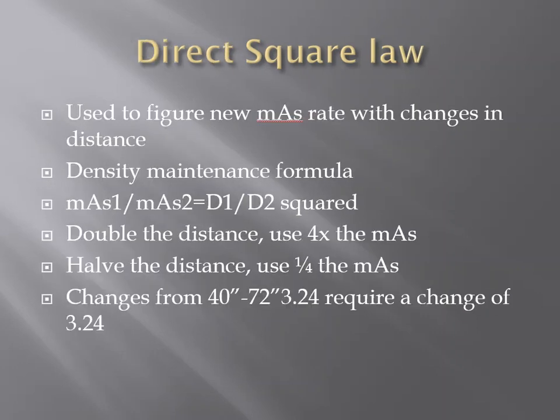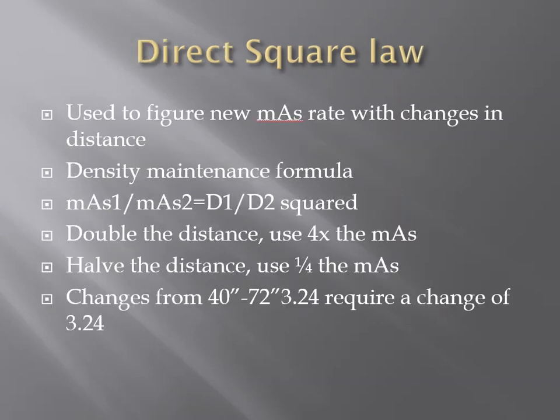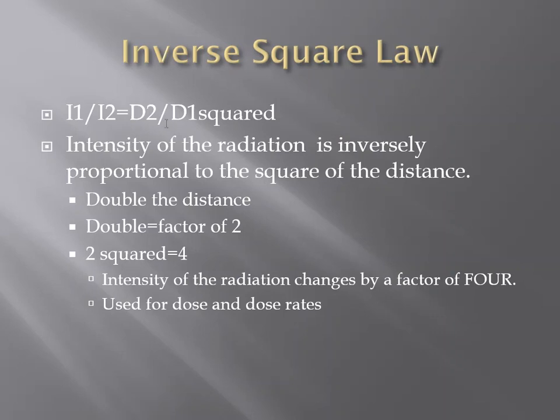So direct square law, again, is what we use whenever we're trying to calculate technique changes for changes in distance. So it's used to figure new mass rates with changes in distance. It's a density maintenance formula. So it's mass 1 over mass 2 is equal to d1 over d2, where distance is the d. So if you look, the difference between the two, really, since intensity is mass for our purposes, the difference really is the secondary side of the equation. And again, this is just a ratio equation.